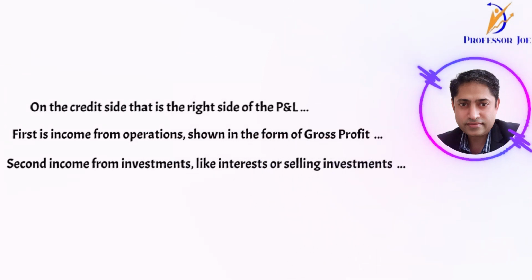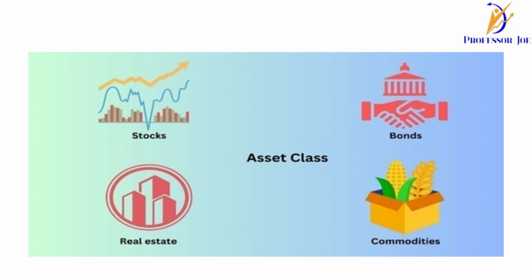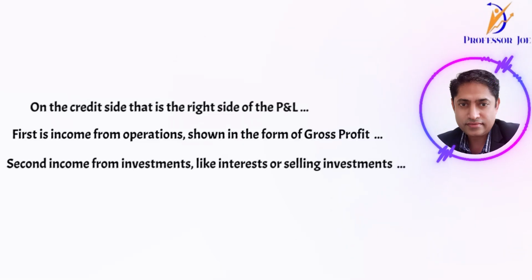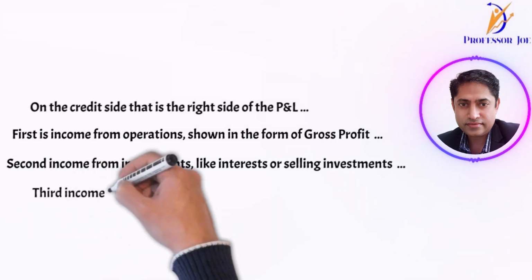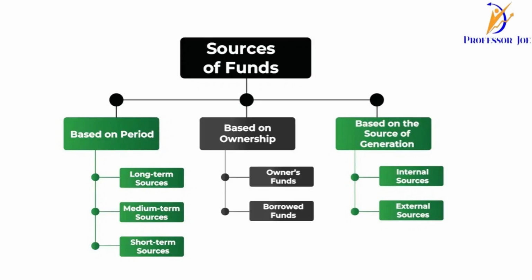The second type of income that is shown is income from investments. So, when the company had a lot of funds, they invested them into different financial instruments or properties. And if they're getting interest from those investments, or they are selling some of those investments and getting money from them, that is shown as the second income, which is income from investments. And the third type of income shown on the credit side of the P&L is income from financing activities. That means if the company is raising funds through different kinds of sources, that income is also shown on the credit side of the P&L.